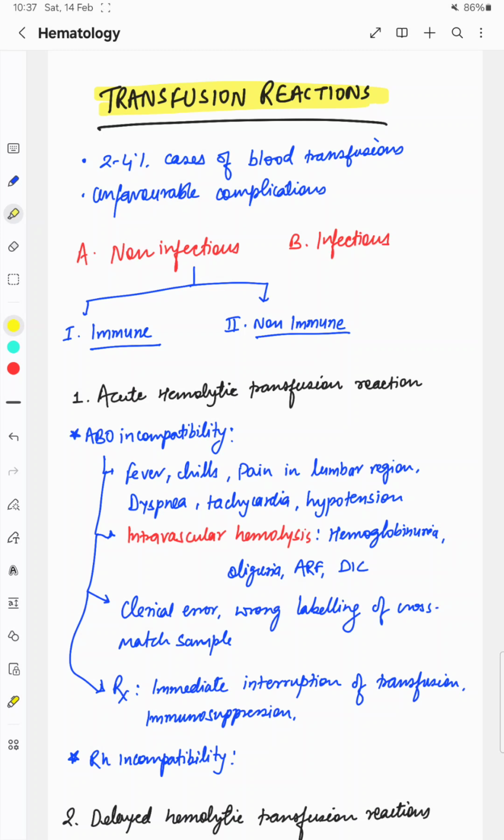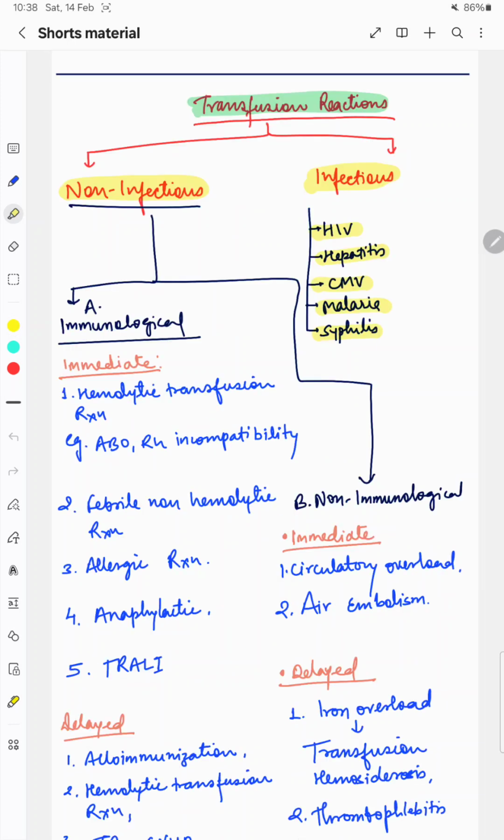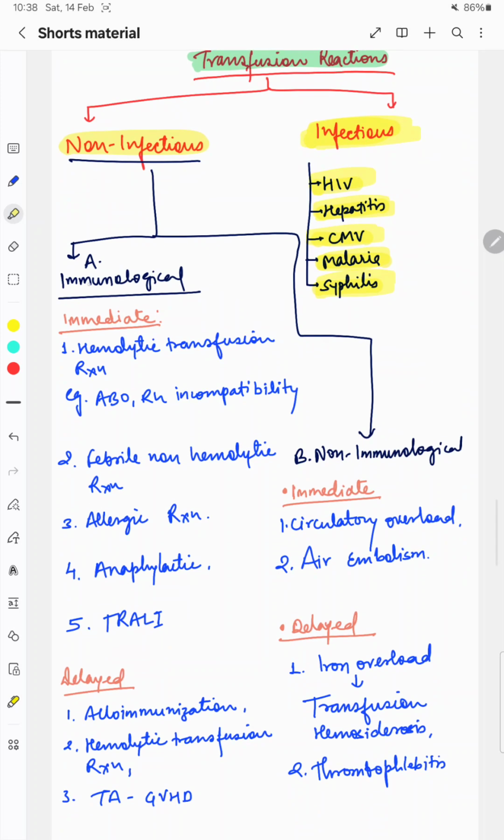They are the unfavorable complications of transfusion, broadly divided into non-infectious and infectious transfusion reactions. Examples of infectious transfusion reactions are transmission of HIV through blood transfusion or transfusion of blood products or blood components, hepatitis B and C, cytomegalovirus, malaria and syphilis. Non-infectious transfusion reactions are broadly divided into immunological and non-immunological transfusion reactions.